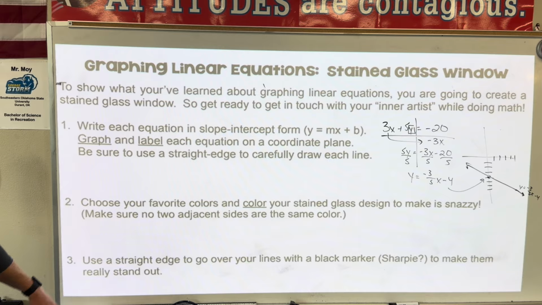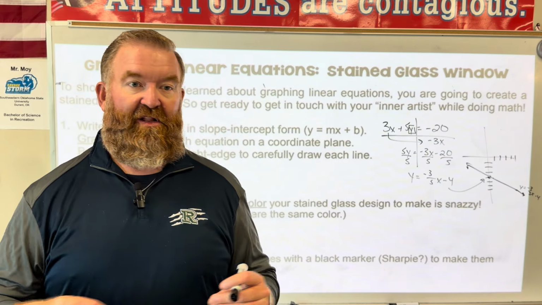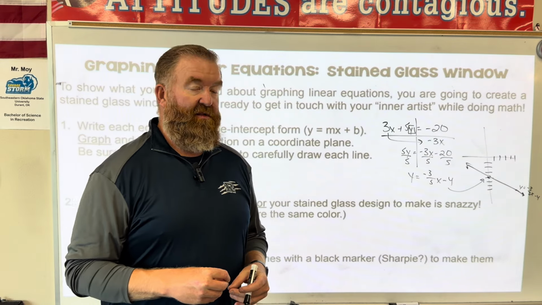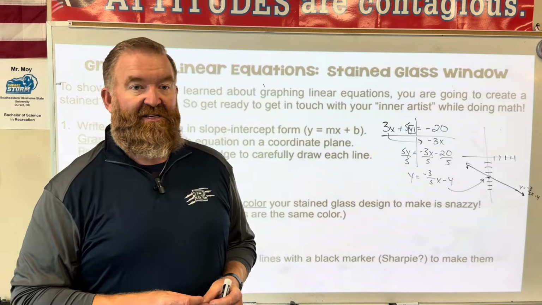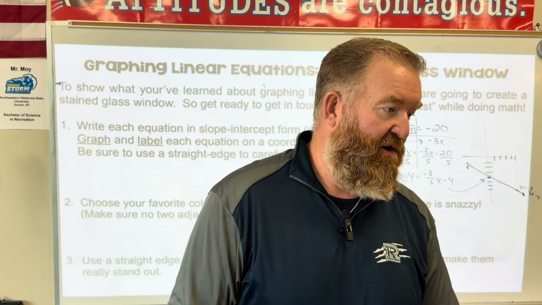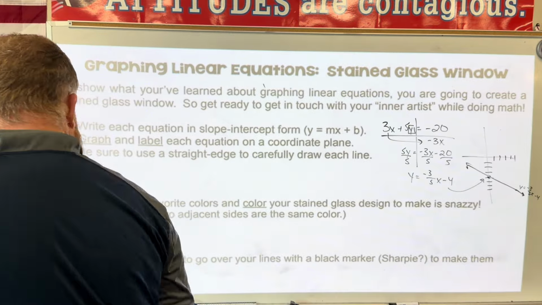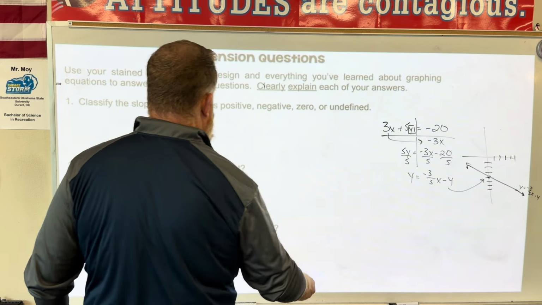Number 3, use a straight edge to go over your lines with a black marker, maybe a Sharpie, to make them really stand out. I have rulers; I will get the rulers out. If you want to use the rulers and make it really good, I'm telling you, the better it looks, the more apt I am to give you 100. If you turn it in and it doesn't look good, you're probably going to get counted off. Everybody understand? Make it look good.